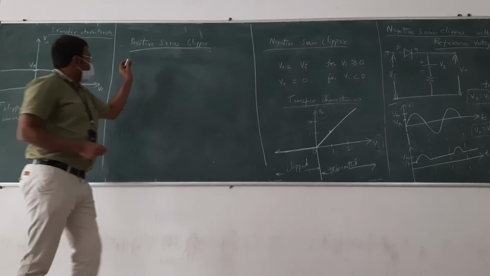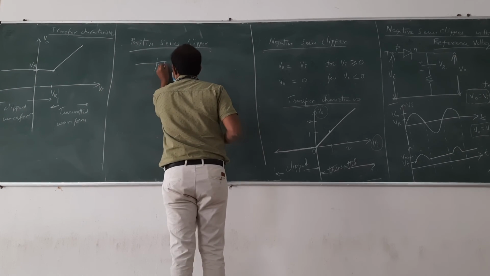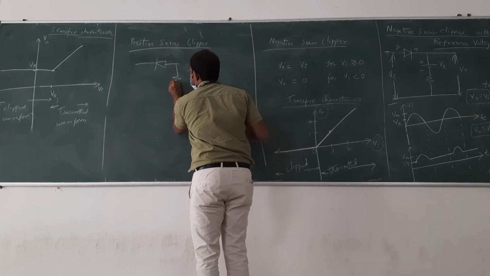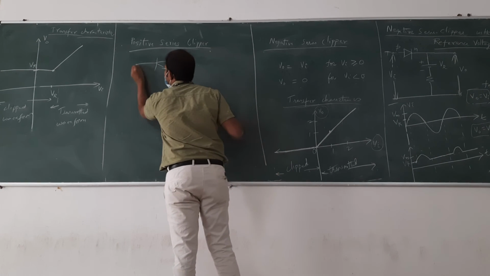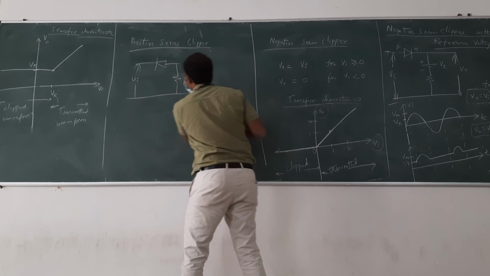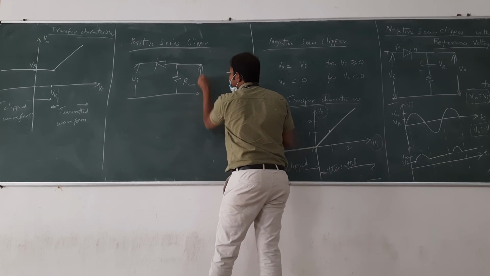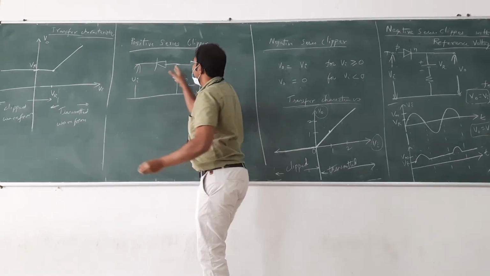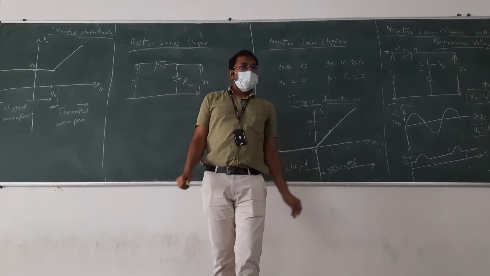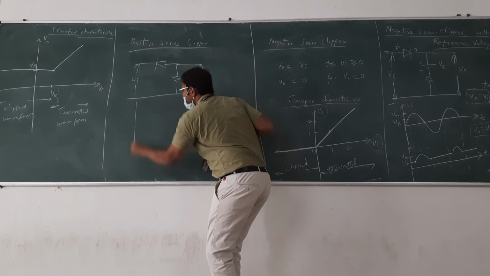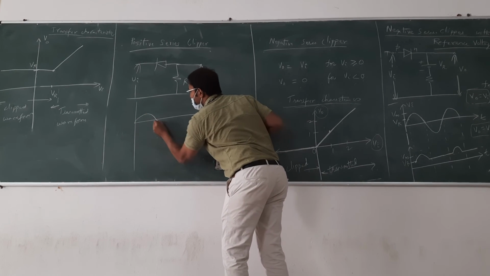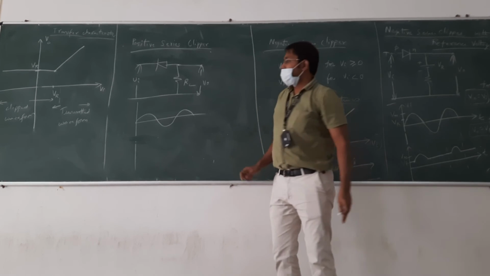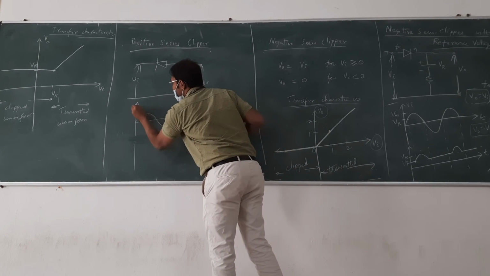So how will the circuit be? As I told you, just exchange the diode, then RL, Vi, okay, this is V0, right? Name of the circuit is positive series clipper. So which waveform will it clip? Nail cutter will cut nails, so positive, okay?